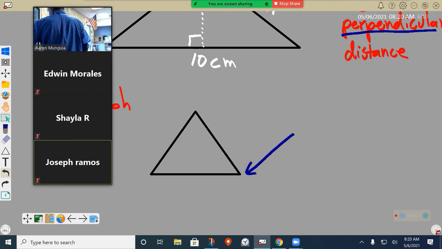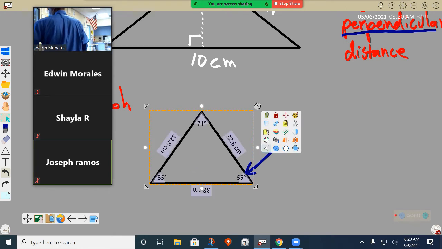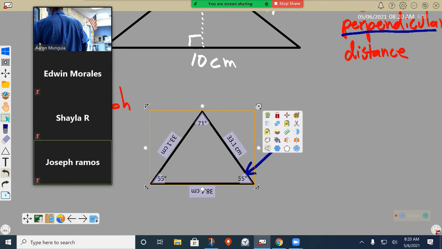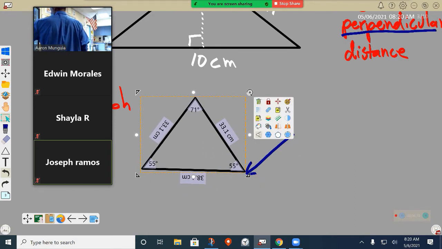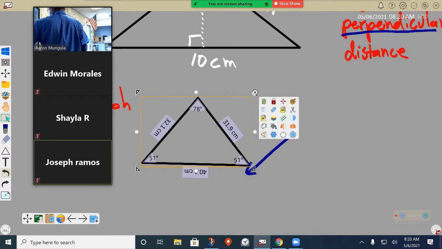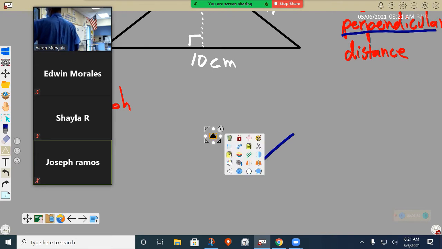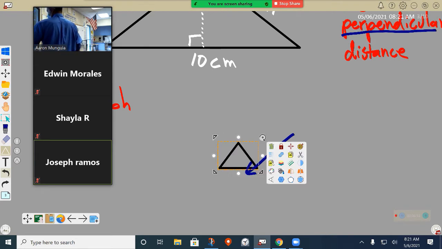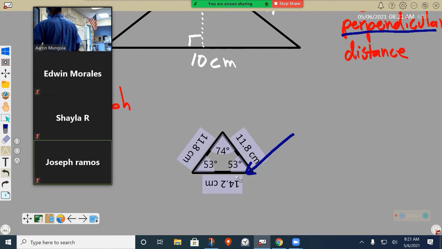So when I take this triangle, and here we go. Not letting me manipulate it anymore. Hold up. Watch this. Mr. Mungia needs practice with this thing.